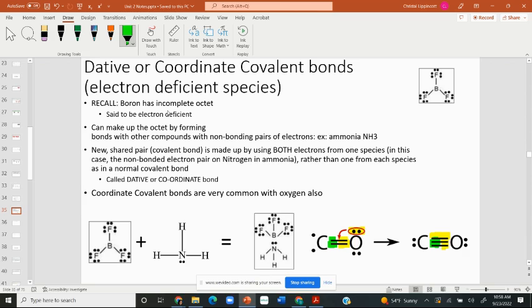They can be used in order to form these octets. And like I said, they're not shared equally. Something's bringing more to the party than the other one.